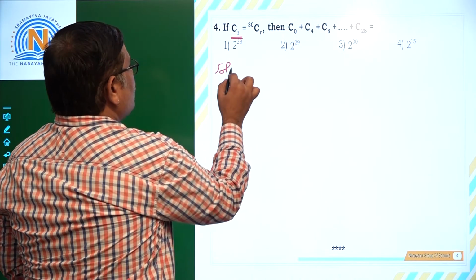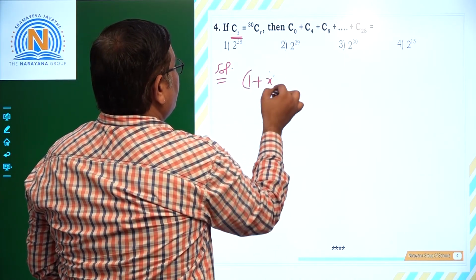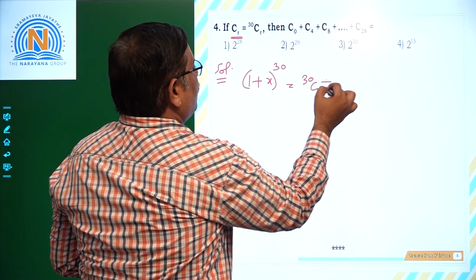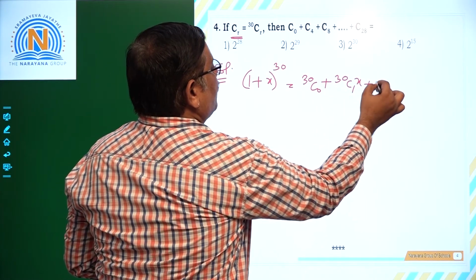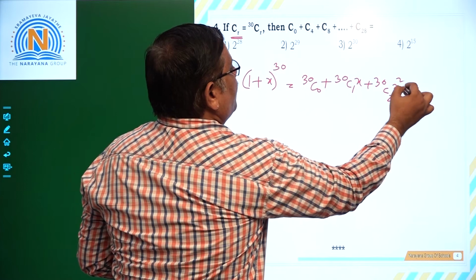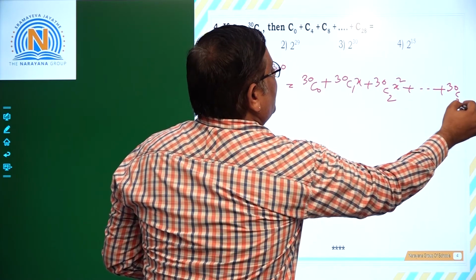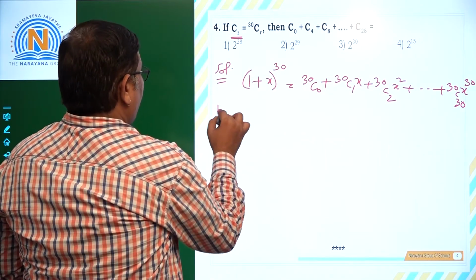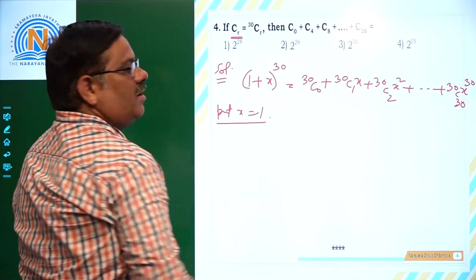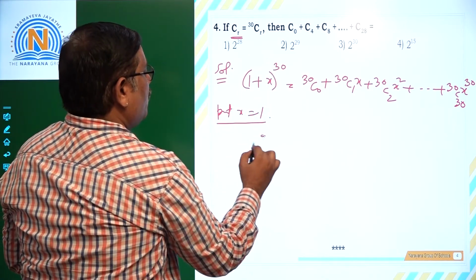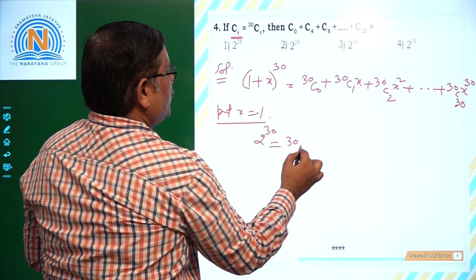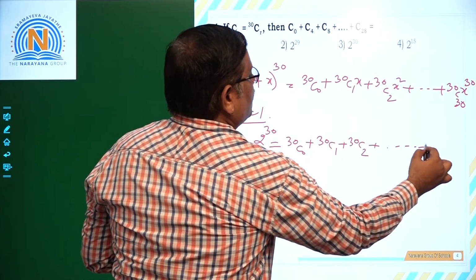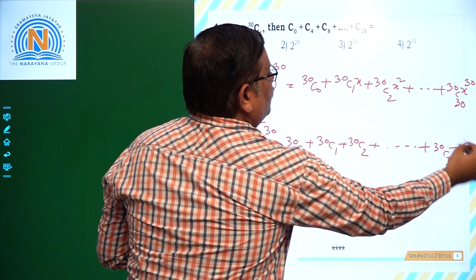Now, to solve this question, let me take (1 + x)^30. What is (1 + x)^30 for us? That is given by 30 C0 plus 30 C1 times x plus 30 C2 times x square plus and so on plus 30 C30 times x power 30. That is the expansion of (1 + x)^30. Let us take x as 1. If you take x as 1, it is going to be 2 power 30. 2 power 30 is going to be 30 C0 plus 30 C1 plus 30 C2 plus and so on plus 30 C30. It is condition number 1.